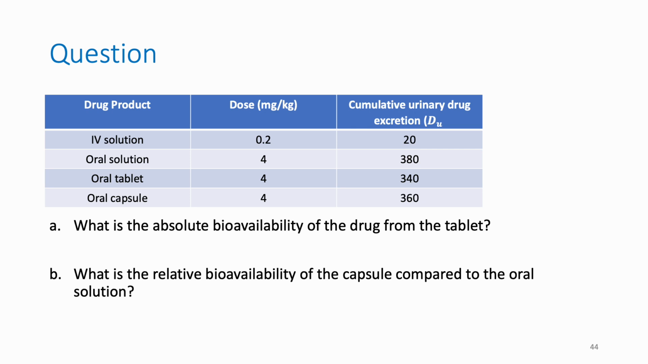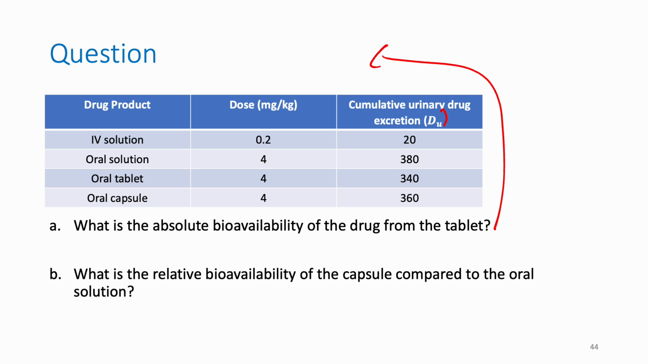Question: you have a data set in the table below. So you have different kinds of drug product: IV solution, oral tablet, oral capsule, and with different doses. This time you don't have AUC in the blood, you have cumulative urinary drug excretion, or DU here. So you have different values. What's the absolute bioavailability of the drug from the tablets? For this one, if you use cumulative urinary drug excretion, you have the absolute equation here.